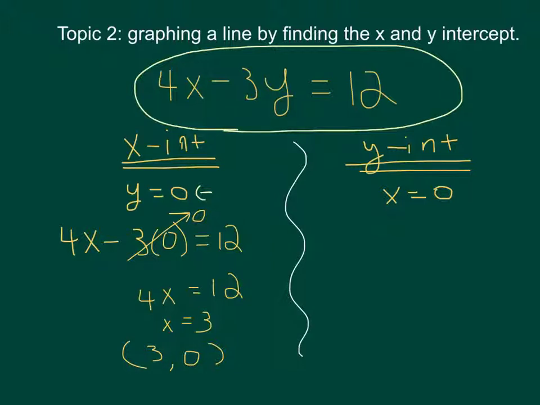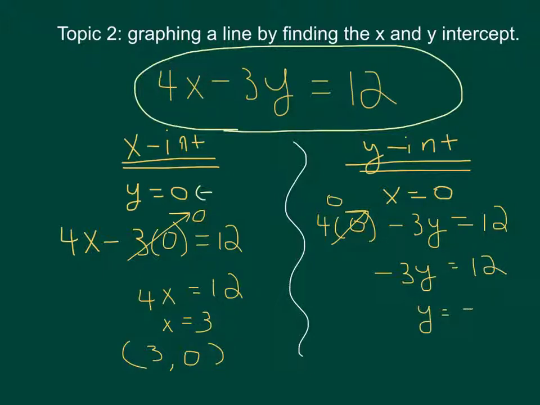Now, to do the y-intercept, I'm going to do kind of the opposite. I'm going to plug in x equals 0. So 0 for x. So I get 4 times 0 minus 3y equals 12. Now this is when you want to be a little careful. 4 times 0 becomes 0, and what I have left is a negative 3y. So you have to remember to bring down that negative sign, because now I get y equals negative 4 instead of just 4, and my coordinate pair will be 0, negative 4.